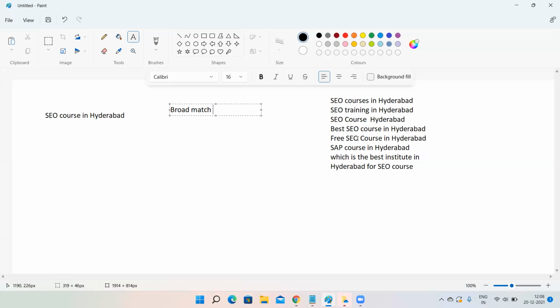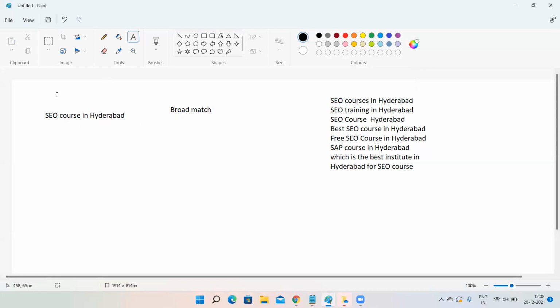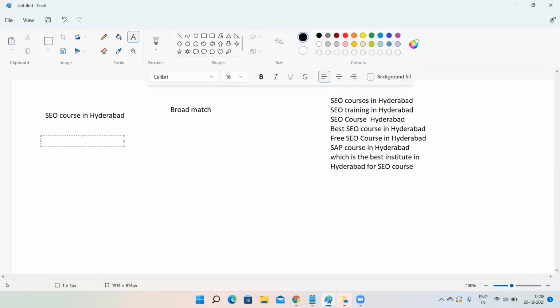There is a problem with free. Otherwise, everything is okay, but there is a problem with free, right? We will solve the problem of free later. Now coming to the second match, that is phrase match. What exactly is phrase match? If it is broad match, you mention the keyword as it is, whatever the keyword is. But if it is phrase match, you have to mention the keyword in quotation marks. Did I mention phrases anywhere in the campaigns we have created?